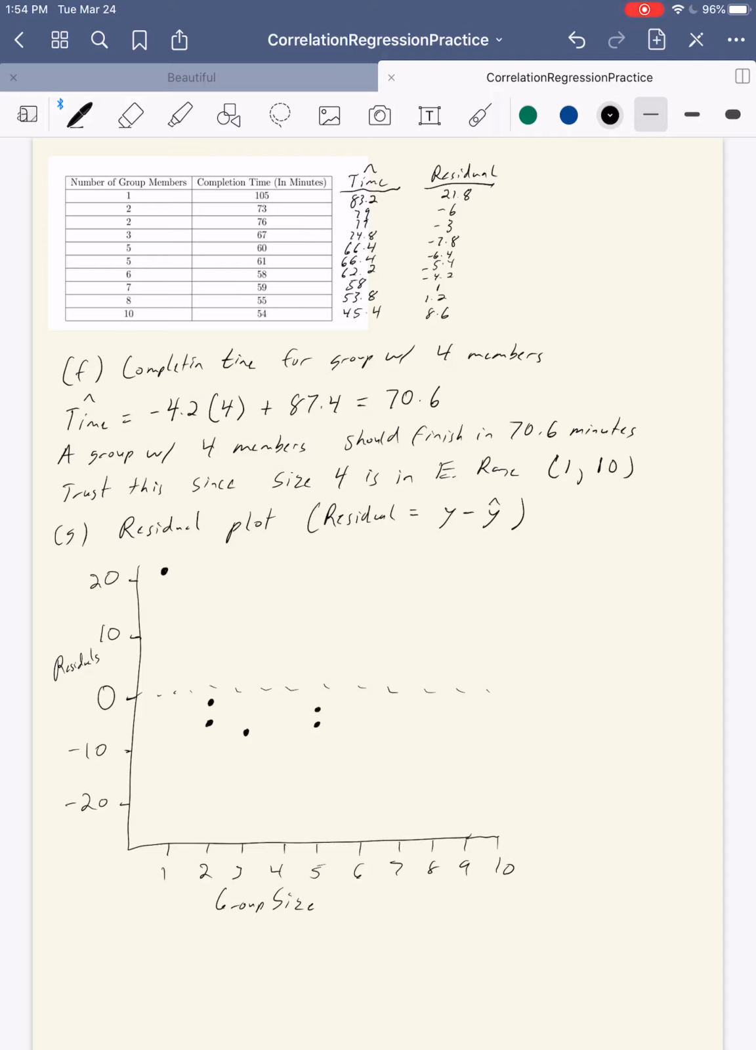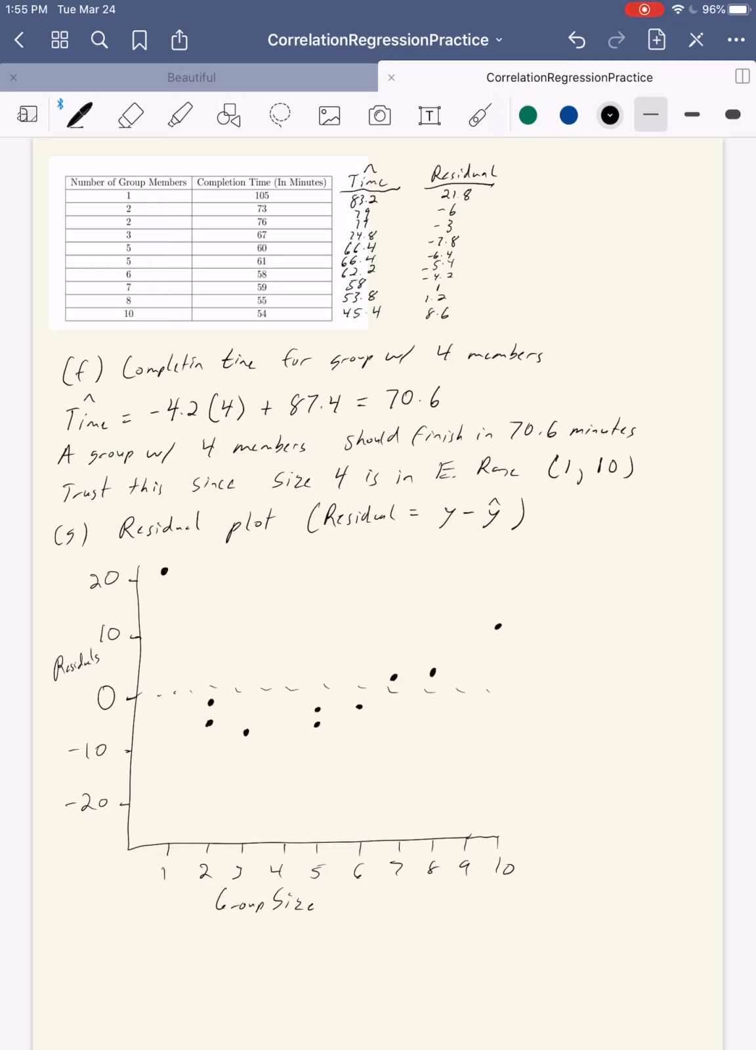And then we had a group size 6 and negative 4.2, which sounds like it should be right about there. Then we had group size 7 and a residual of 1. So we have something right about there. Then group size of 8 and a residual of 1.2. So it looks like maybe right about there. And then a group size of 10 and a residual of 8.6.